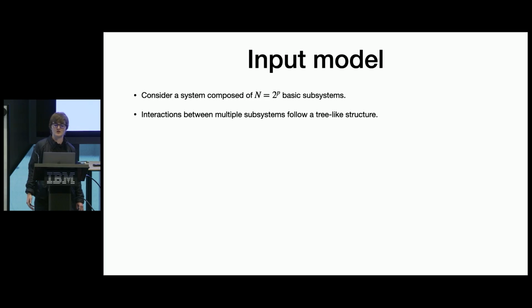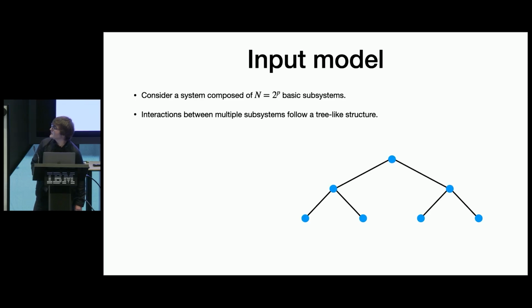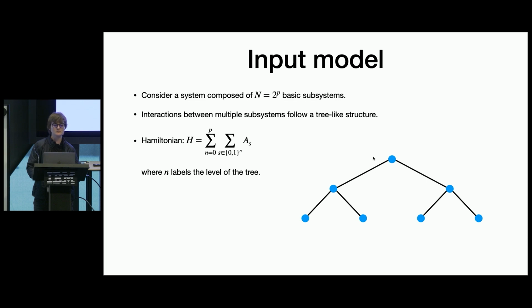I mean, you can always decompose it like that, but it might not always be helpful. But so we're assuming we have this binary tree structure, and we decompose our Hamiltonian in the following form. So the first sum runs over the layers of the binary tree. So in this case, p would be equal to 2. And the root node is n equal to 0, and then the leaf nodes are just level p.